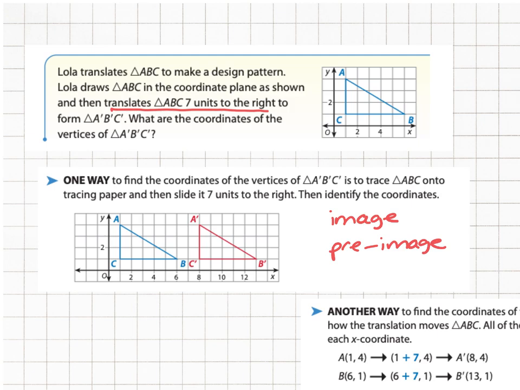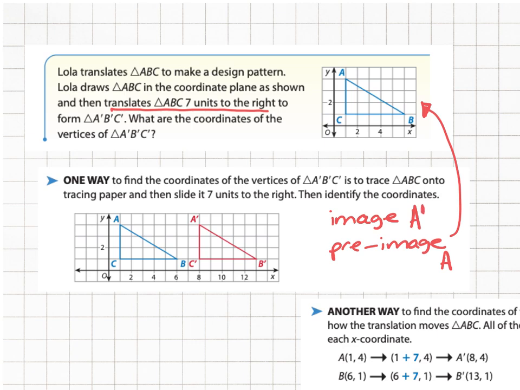We learned in our last video that our pre-image is what we start with. That's our original triangle, so that's our A, B, and C. And then our image is our A primed, B primed, C primed. It's after we move it 7 units to the right. Remember that little primed: if an A is just A, then A primed is the A with the apostrophe.